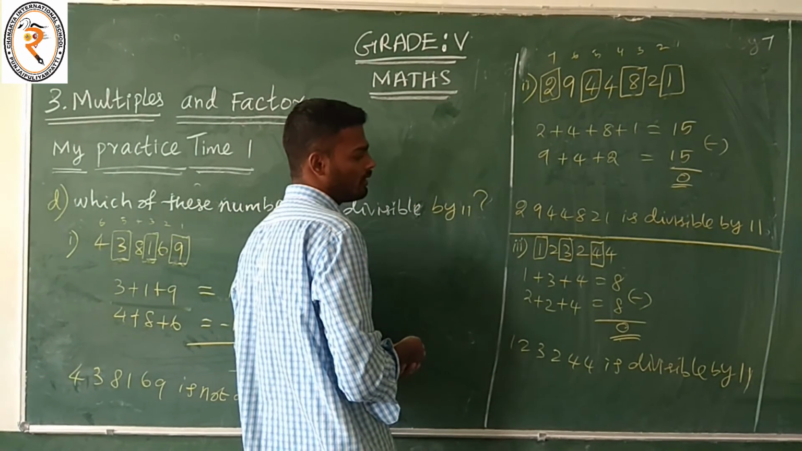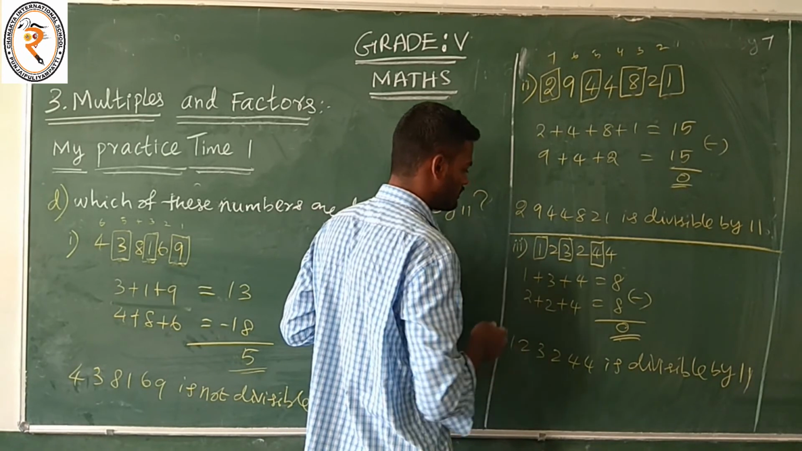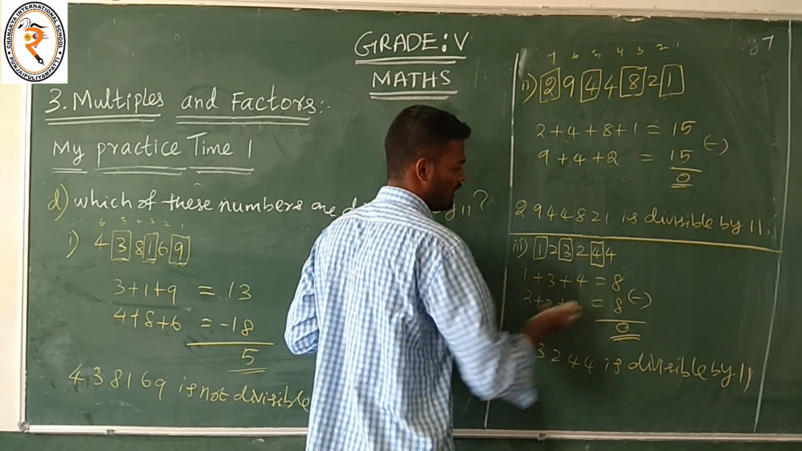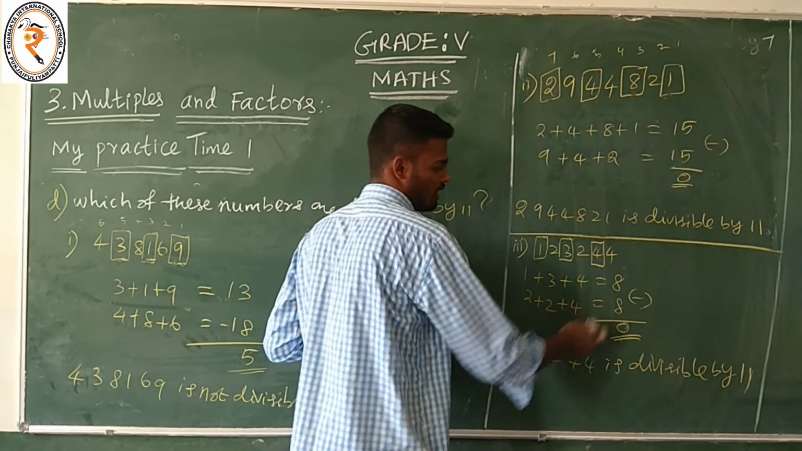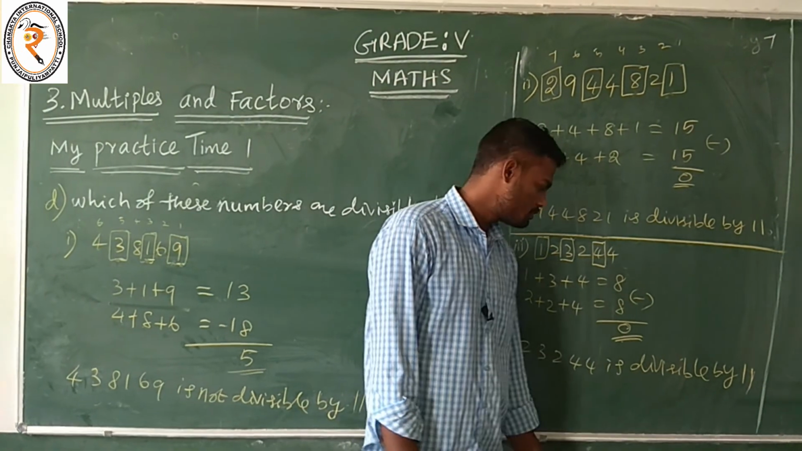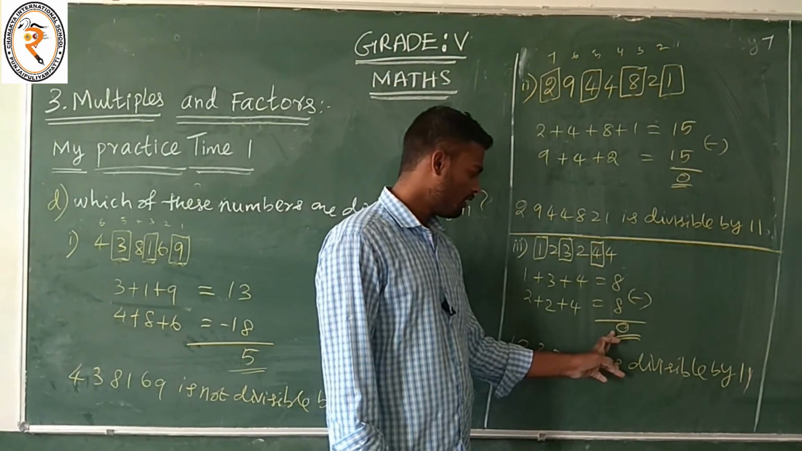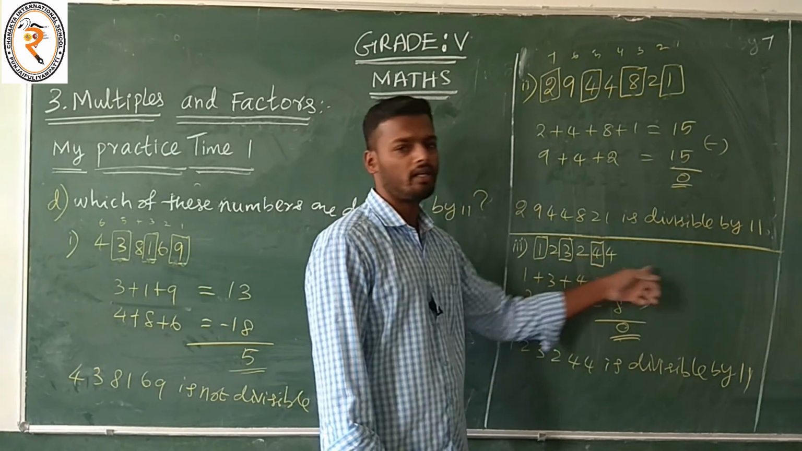And also in another one, selecting the odd digit numbers 1, 3, 4, the total is 8, and the even digit numbers 2, 4, the total is 8. Subtracting the two numbers, 8 minus 8 is 0. So the final answer is 0, and that number is divisible by 11.